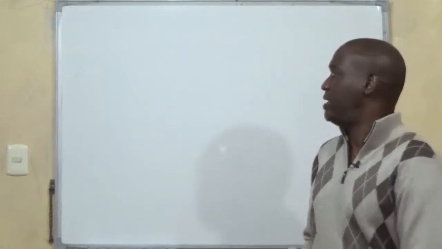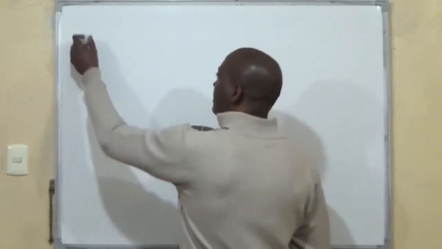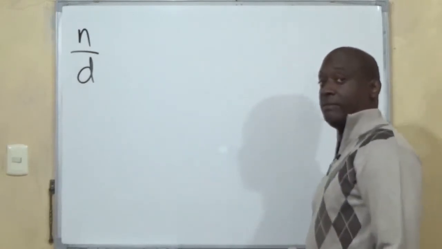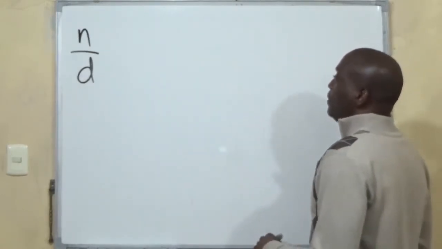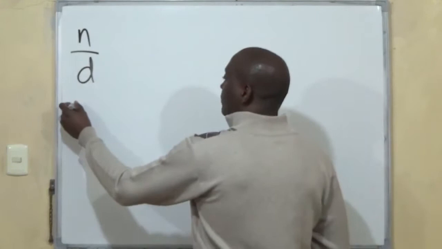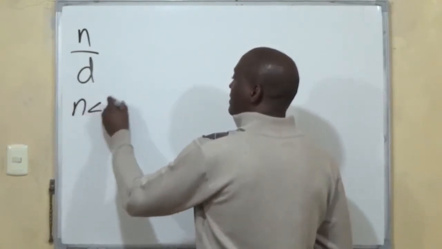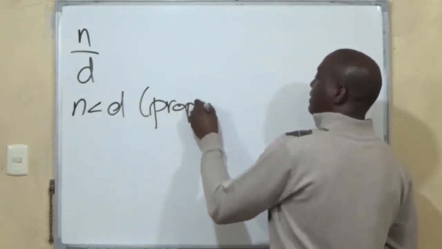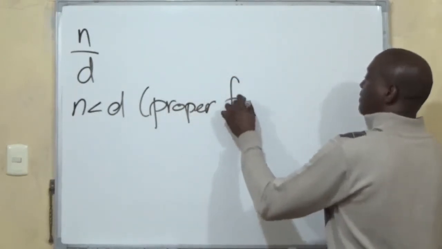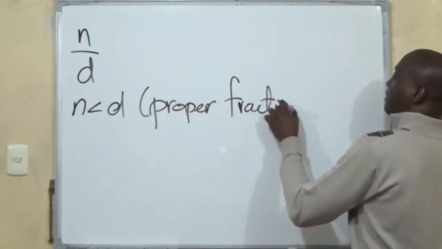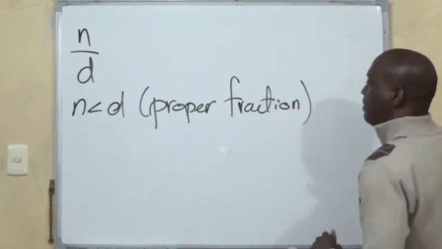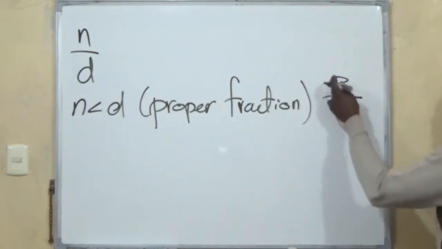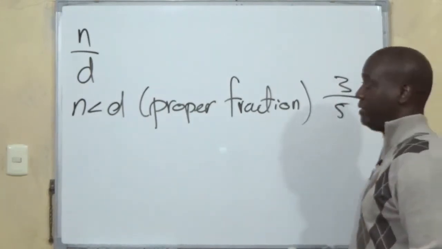We know, generally speaking, that any fraction can be written as a numerator over a denominator. We know also that when the numerator is less than the denominator, that is what we refer to as a proper fraction. An example of a proper fraction would be 3 over 5. Once the numerator is less than the denominator.